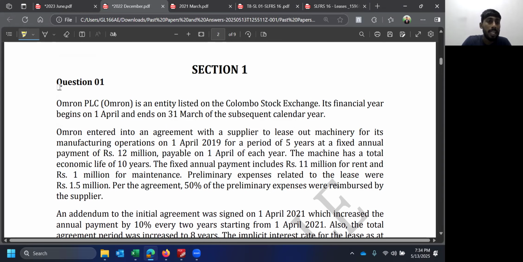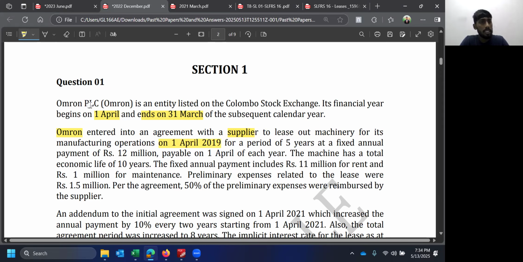Now you need to give that answer. Let's see. Omron PLC is an entity listed on the Colombo Stock Exchange. Its financial year begins on 1st April and ends on 31st March of the subsequent calendar year. Omron entered into an agreement with the supplier to lease machinery for its manufacturing operations on 1st April 2019.